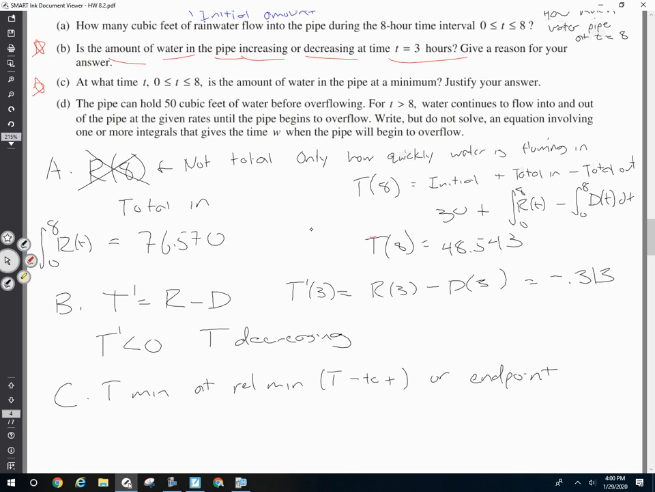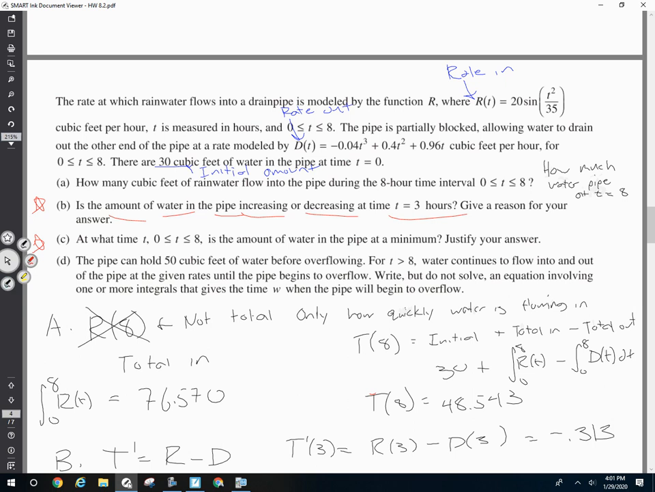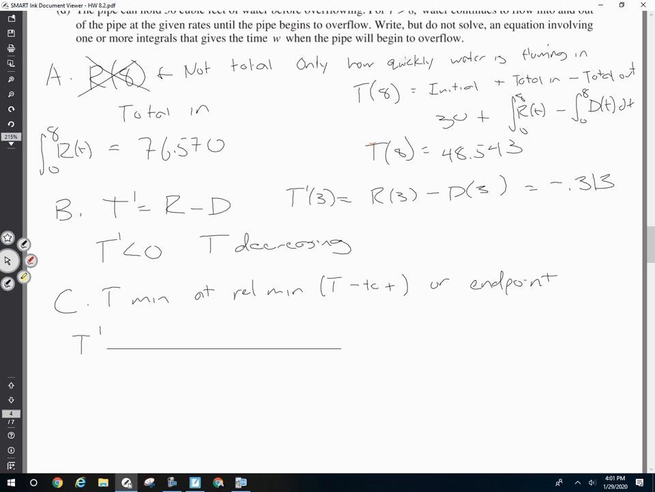Then my analysis will lead me to my answer, but I might have to write a little bit more if I have to compare all the locations, the endpoints and the relative min. So, T prime. I have to do a sign analysis. Typically, when we're doing this, we set the derivative equal to zero, right? Do you want to try to solve an equation like R minus D by hand set equal to zero? What should you do then for a sign analysis? Graph it. Graph Y equals zero. See where the signs change. So please graph T prime. T prime is just R minus D.